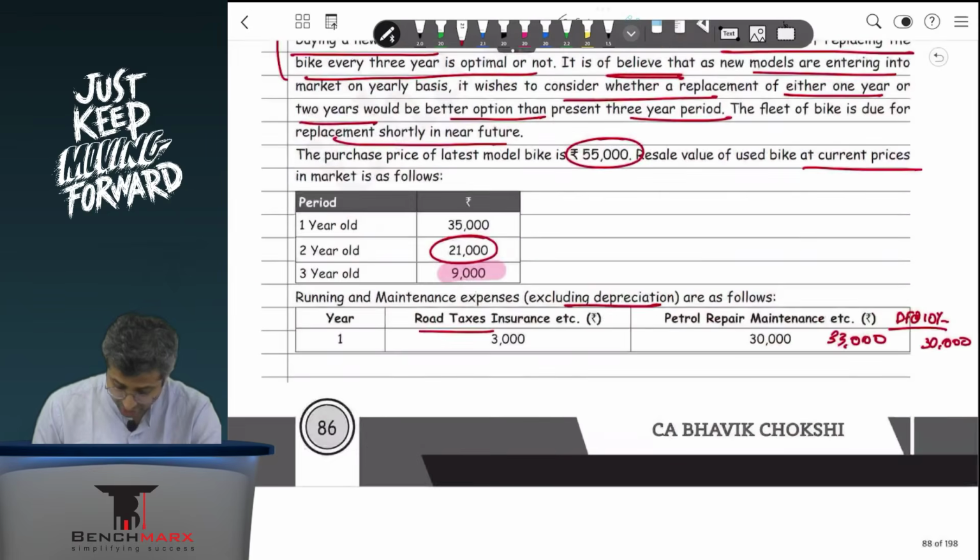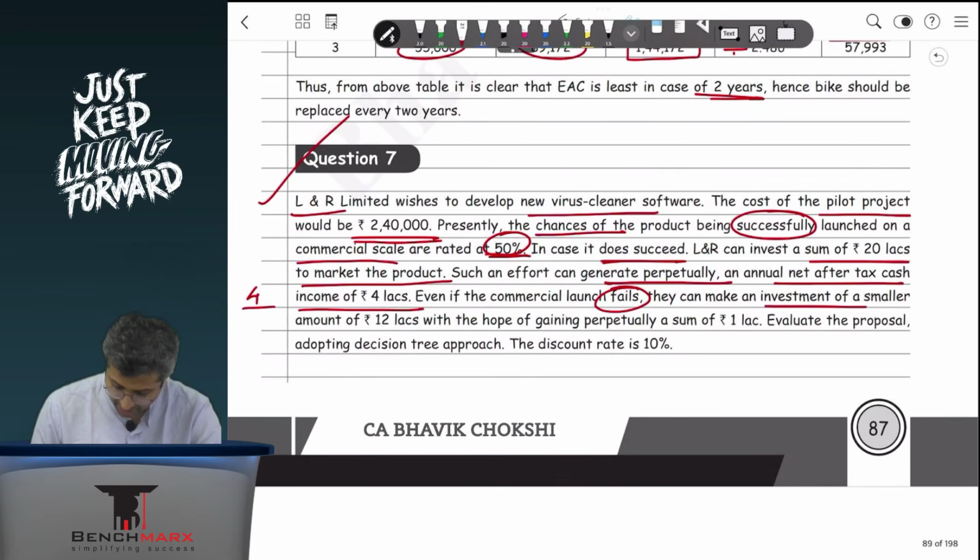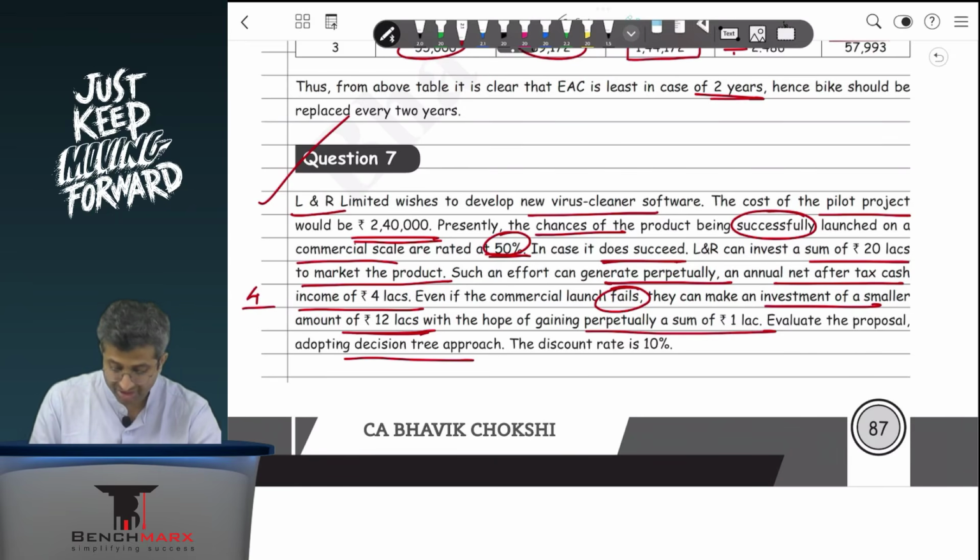Even if the commercial launch fails, they can make an investment of a smaller amount, say 12 lakhs, with the hope of gaining in perpetuity a sum of 1 lakh. Evaluate the proposal adopting a decision tree approach where the discount rate is 10%.